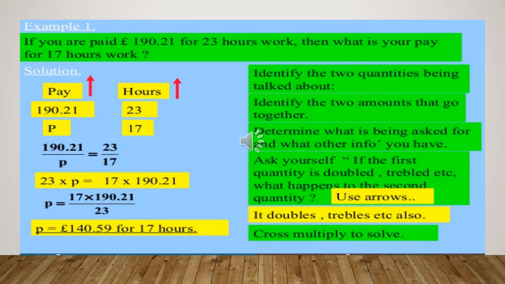A very important relation is mentioned in your book in the example given on page number 5, and that relation is x1 upon x2 is equal to y1 upon y2. It means that, as we have discussed in this problem, on the left hand side we keep one quantity, and on the right hand side we keep the other quantity, and then we just have to cross multiply and find the unknown value. So in this way we are solving problems related to direct proportion using the proportion method.